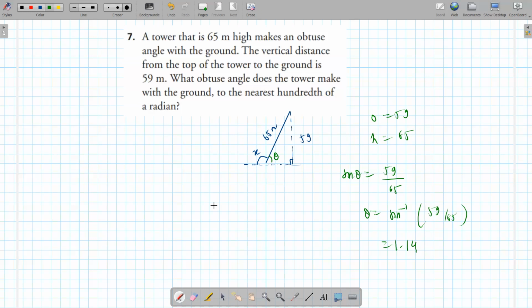So the angle is 1.14. Yeah, theta is 1.14. We need to find the obtuse angle x. Okay, so then wouldn't we just take 180 minus 1.14?